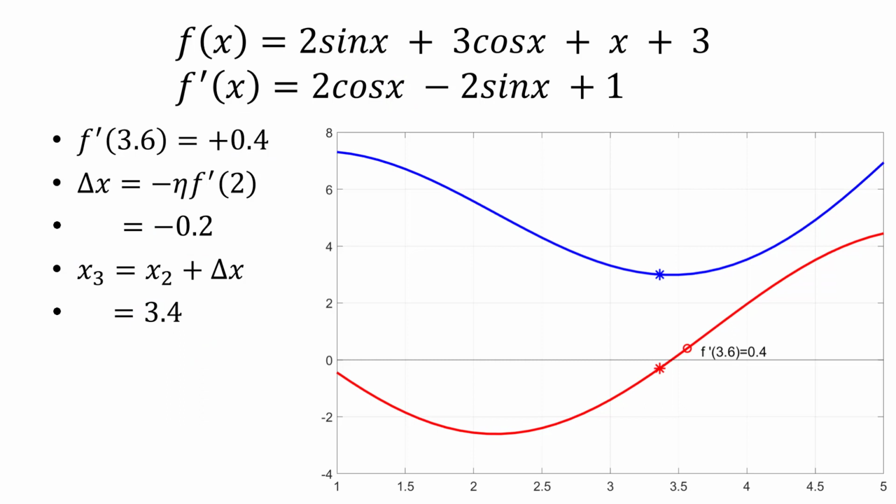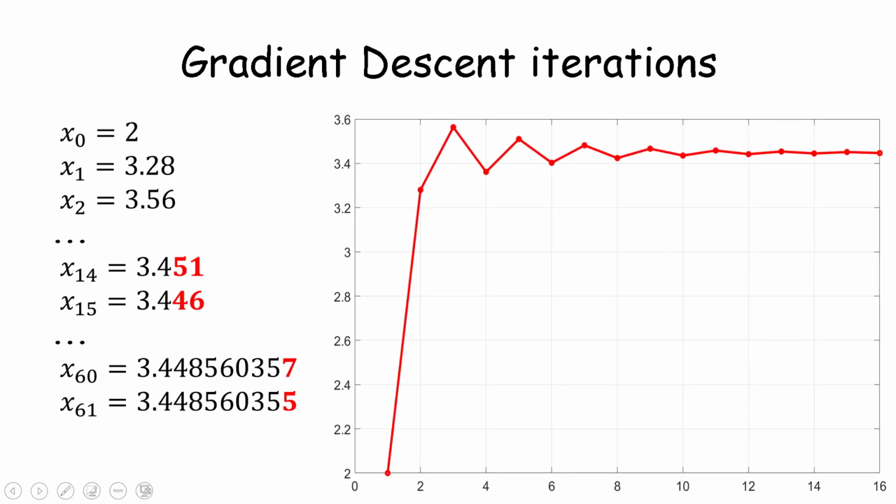Repeating this at x equals 3.6, we find the derivative is equal to 0.4, which means the function is now increasing here. So I'll have to go back and decrease x. The step value results in minus 0.2. Adding that to my current guess, I get 3.4. So we start with x equals 2, went to x equals 3.3, we went from there to x equals 3.6, and then came back to x equals 3.4. We can keep repeating this process over and over until we are satisfied.